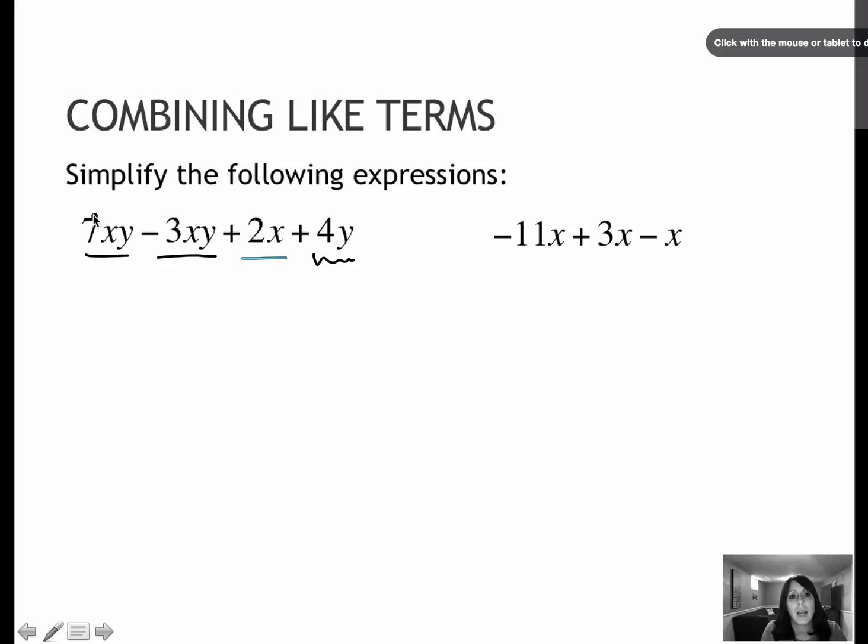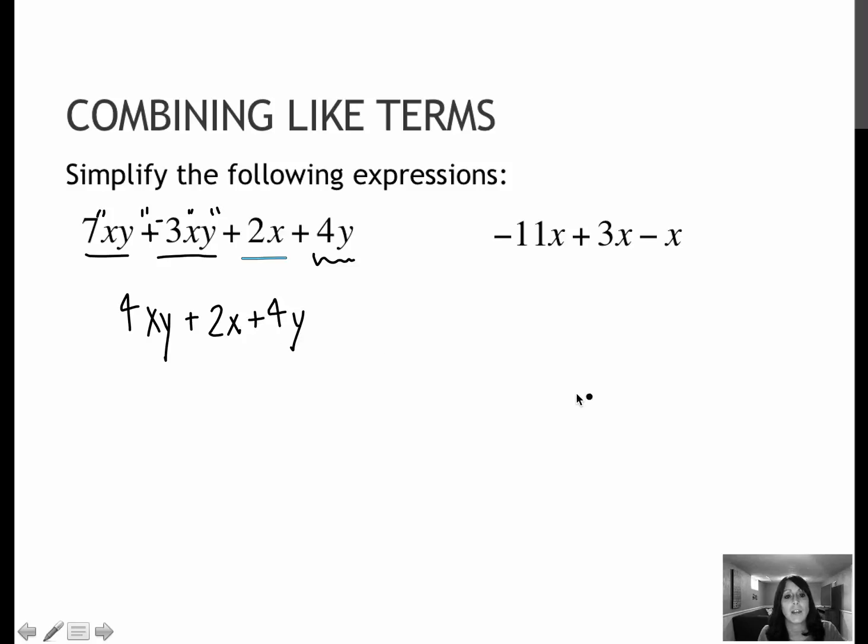And when I combine, I'm really just taking 7 minus 3, or if I leave change opposite, 7 plus negative 3. Either way, that should give me a 4xy. Notice the xy is sort of a label, so the xy didn't change. It's like 7 bananas minus 3 bananas is 4 bananas. The 2x and the 4y, even though they have one of the variables in this term, they don't have both, and so they're not like terms. So for my answer, I will just write them at the end, just like that.